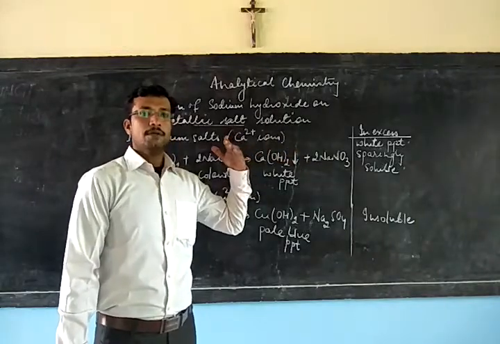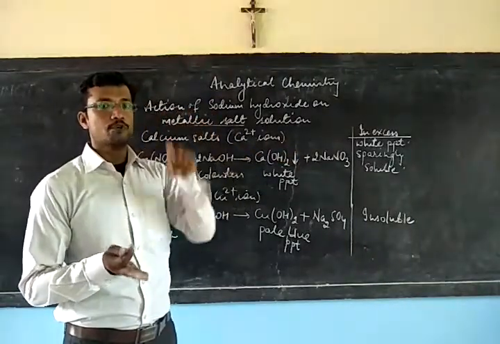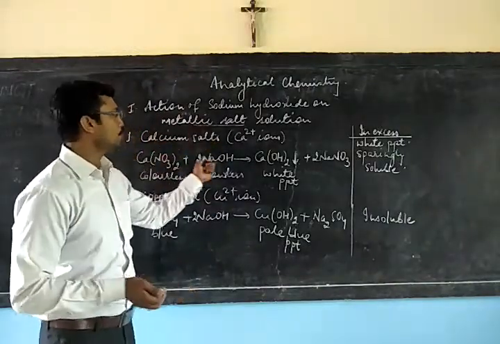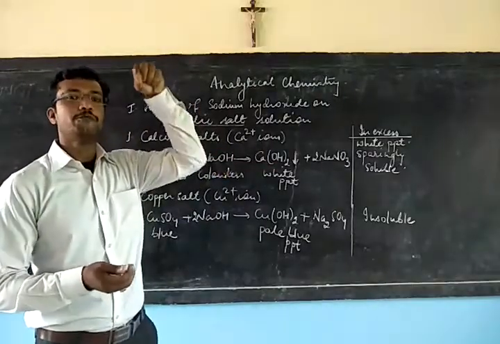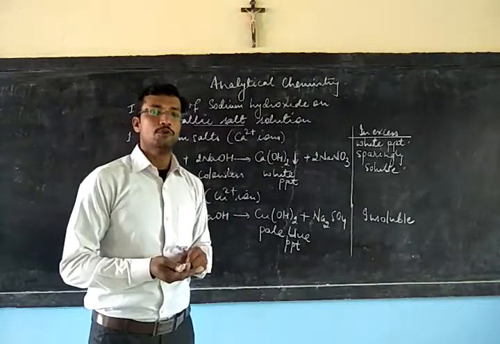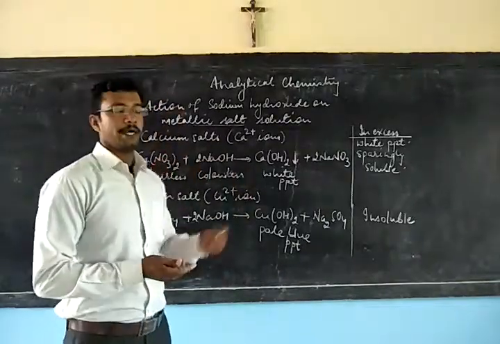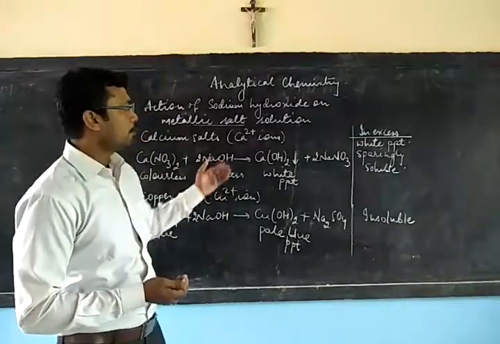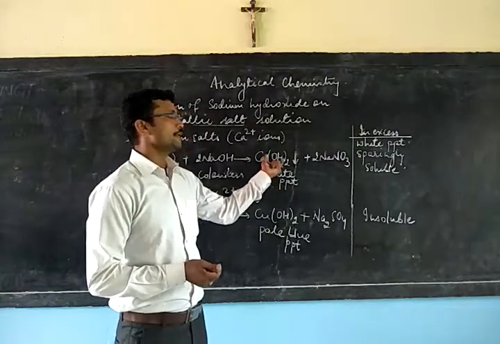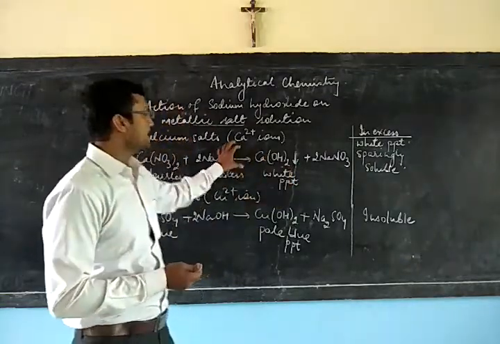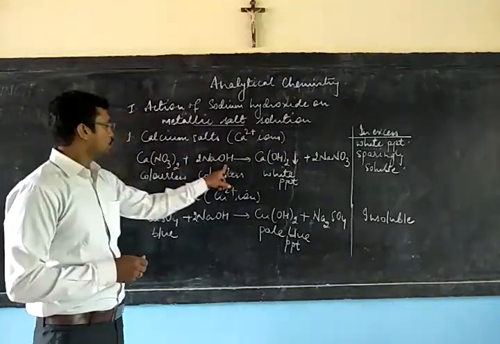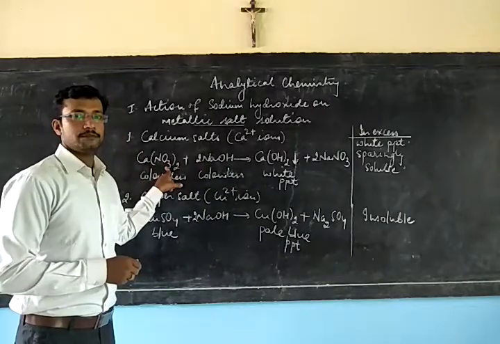For this, you have to prepare calcium salt solution first. You take calcium salt solution and then add sodium hydroxide in a few drops. That is, a small amount of sodium hydroxide should be added to a solution of calcium nitrate. We will find a white precipitate is formed, and this white precipitate is calcium hydroxide. This is the reaction that takes place when we add sodium hydroxide to calcium nitrate solution.